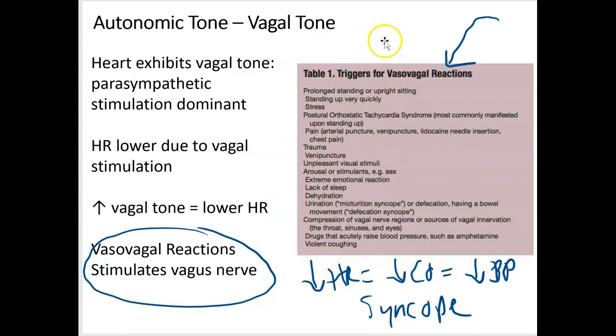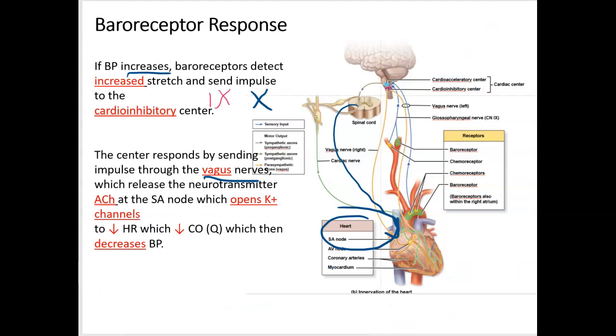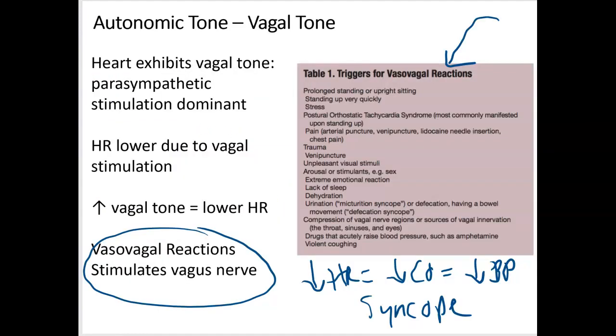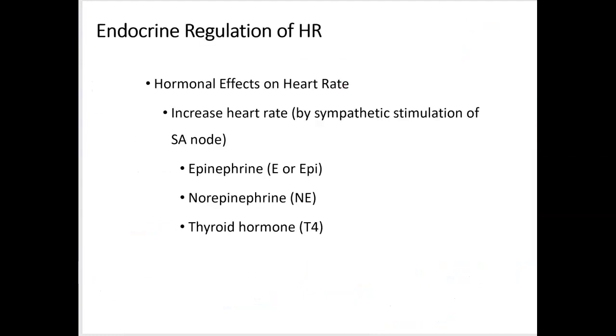Violent coughing. In fact, sometimes they'll tell you to cough really hard if you're having a fast heart rate. Another thing, by the way, to try to slow down your heart rate is what's called a carotid massage. If you rub your carotid sinus, that's where you take a pulse, that activates the baroreceptor and it stimulates your vagus nerve to lower your heart rate. So sometimes you could do that as well. So that's some of the vagal tone.